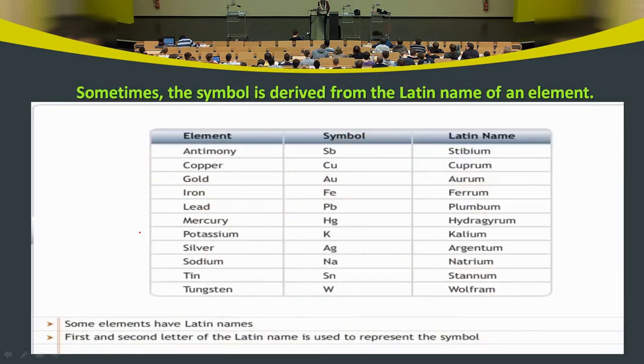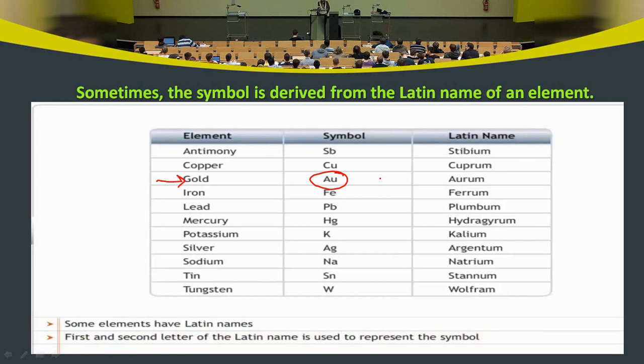Come to the topic. Sometimes the symbols are derived from Latin words. Very important, dear students. Many times questions are asked in your examination about why gold is taken as Au, not Ag. See this example, gold whose symbol is Au. So many times this question comes. If I start with this, you may have a doubt about why gold is written as Au, not G or Gl or Go.